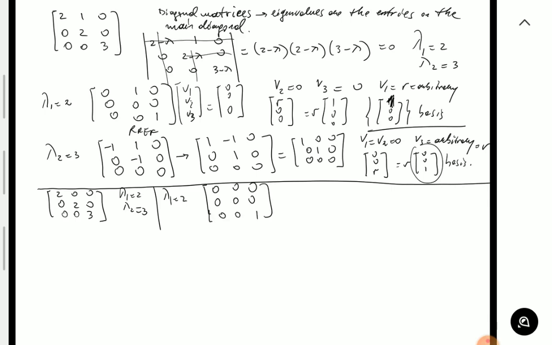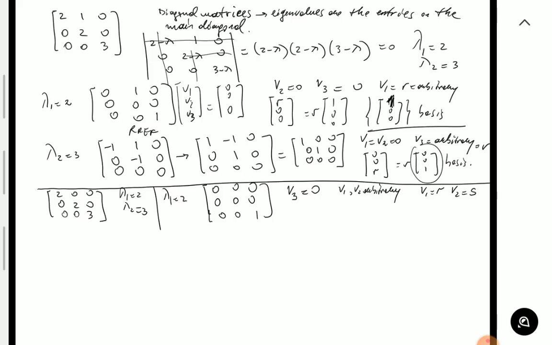So you have basically 2 rows of zeros, right? So that means we have only one pivot column. The only thing we know about this eigenvector is that v3, the third component, is 0. And v1, v2 are independently arbitrary, right? So you could, for example, call v1 r and v2 s. You have to use two different arbitrary constants.